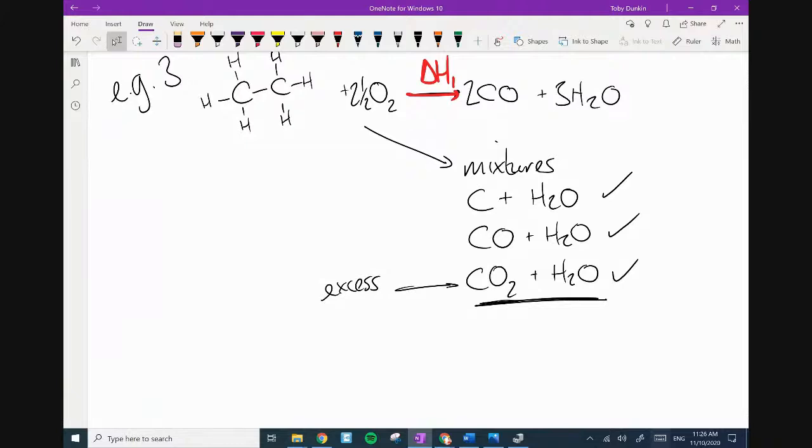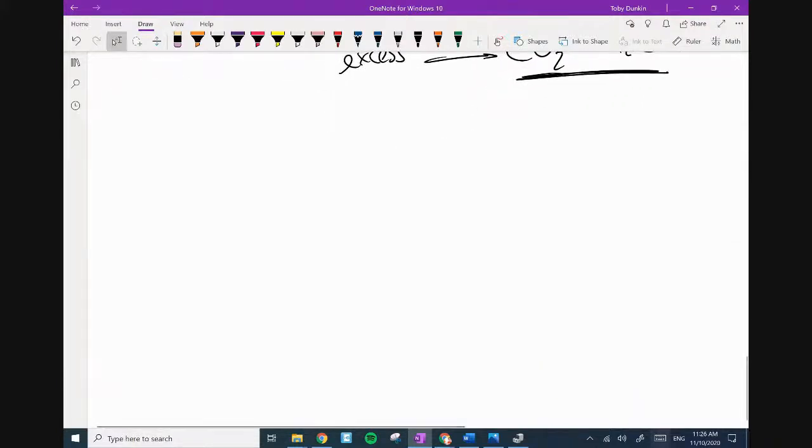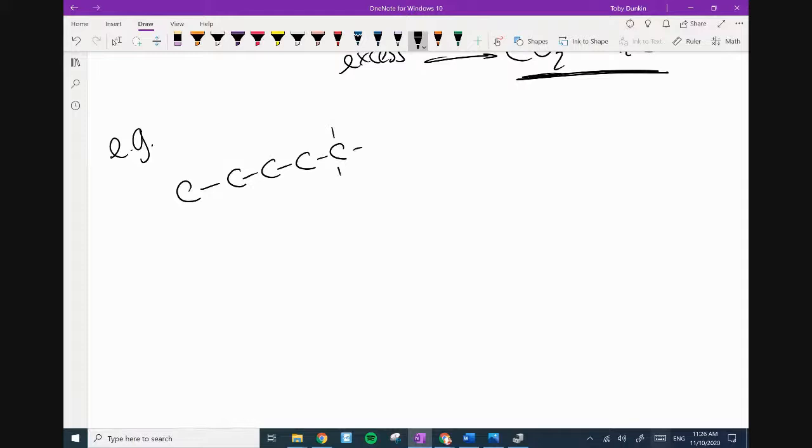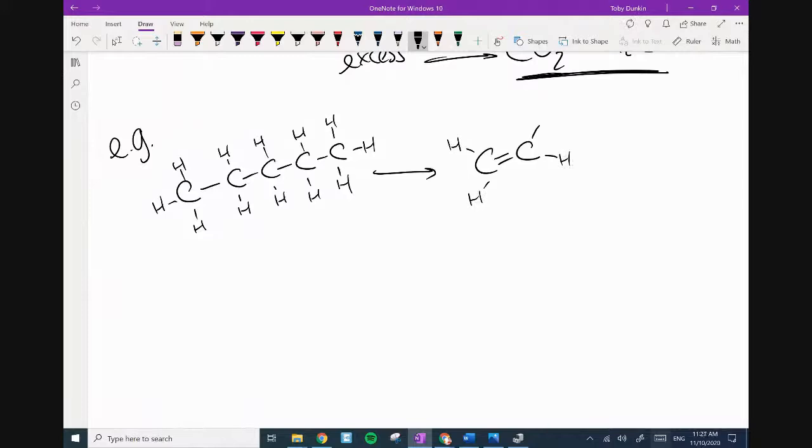Another great example of multiple products being produced. Let's say I want to take pentane and I want to crack it. You remember doing cracking at GCSE? I'm going to take pentane, heat it in the absence of air over a zeolite catalyst or aluminium silicate catalyst, and crack it to form ethene and propane. I'm going to crack it to form these two. Well, in reality, I'm going to have a mixture of products.